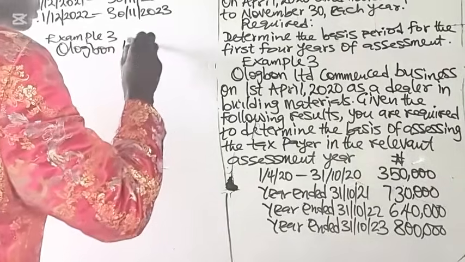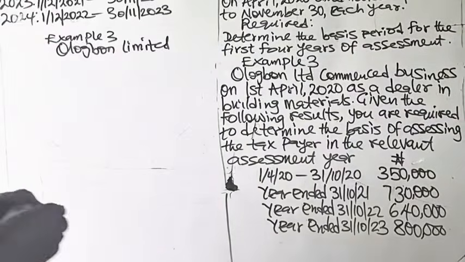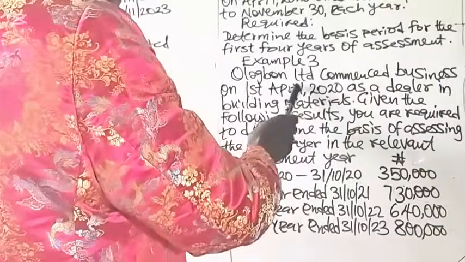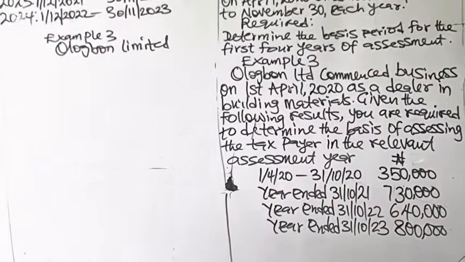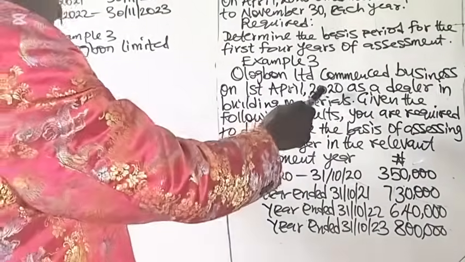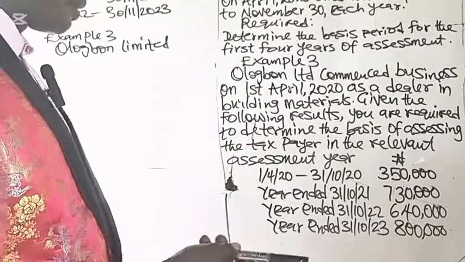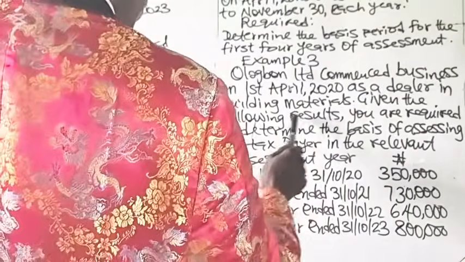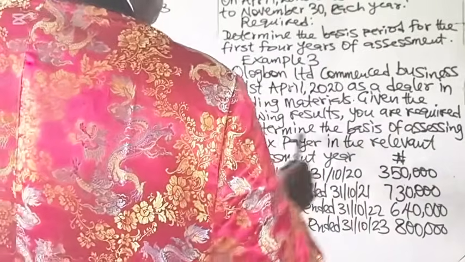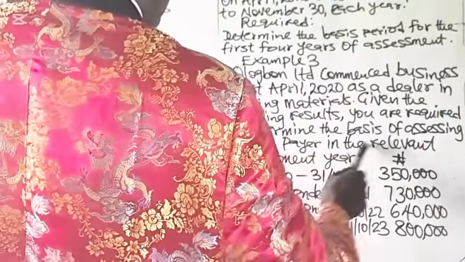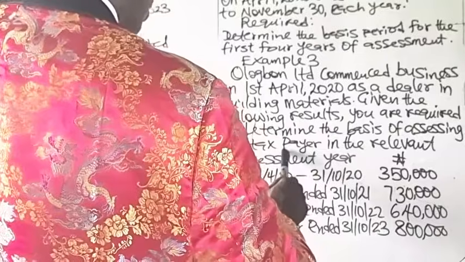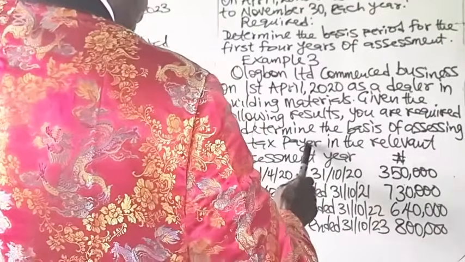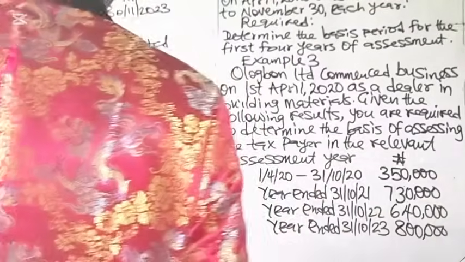Olba Limited commenced business on 1st of April 2020. So the first year will be 2021 if you want to follow the PYB rule. As a dealer in building materials, given the following results, you are required to determine the basis of assessment and tax payable and basis of assessing the taxpayers in the relevant assessment year.